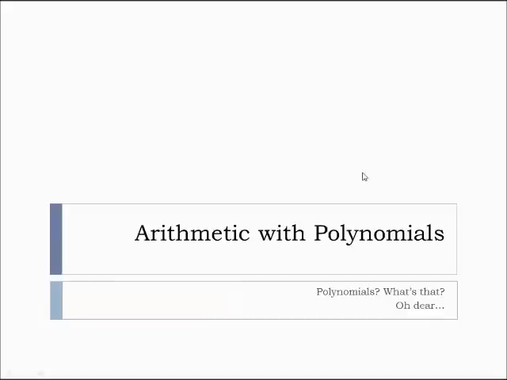Alright, we're going to be looking at arithmetic with polynomials today. Polynomials, holy smokes, what does that mean? Well, I'll tell you about it. But first, let's get into it a little bit.